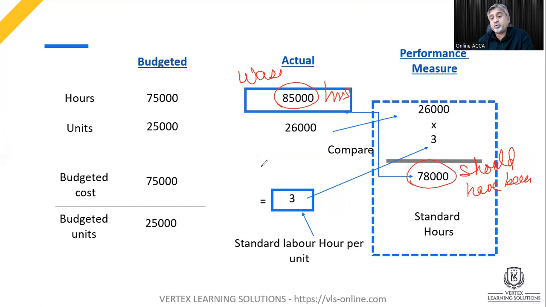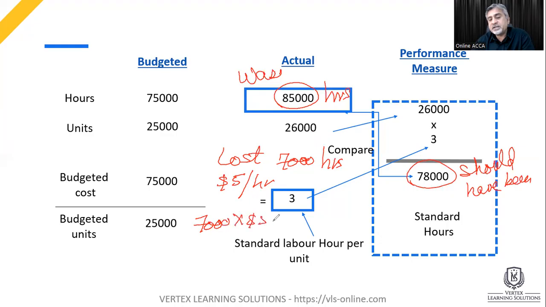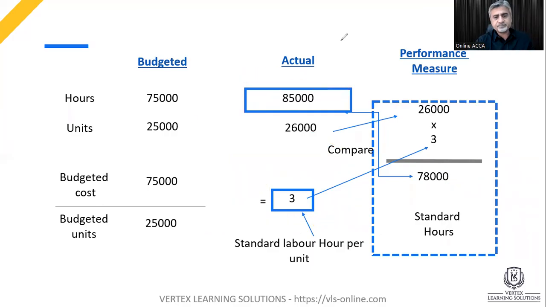So you actually lost 7,000 hours. And you know that for each hour we have to pay money. If our wage is $5 per hour, which is very minimum, we are actually losing some $35,000 out of this scenario. This scenario is going to cause us a loss of $35,000 because you spent additional hours. Okay, so this is how we compare.